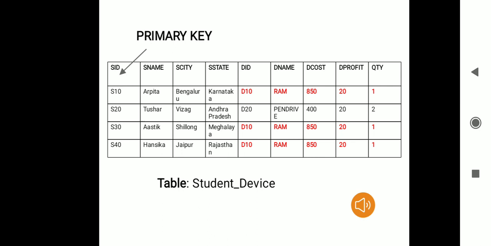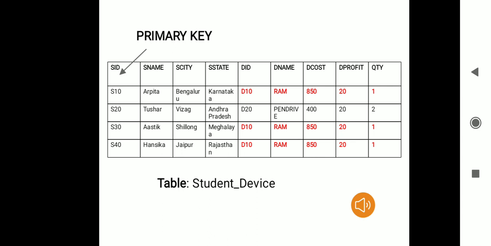This table holds two pieces of information. One for the student represented by the columns SID, SNAME, SCity and SState, and the other for the device represented by the columns DID, DNAME, DCost, DProfit and QTY. QTY here means quantity.